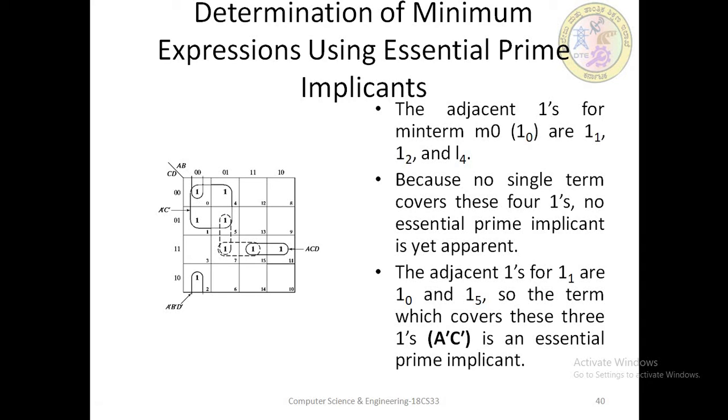The adjacent ones for this one, you can see we may get one more here: 11, 10, or 15. So the term which covers AC is an essential prime implicant. The term which covers A bar C bar, adjacent ones for 1, 1, and 5.